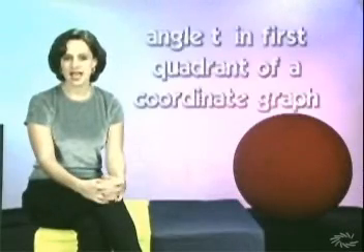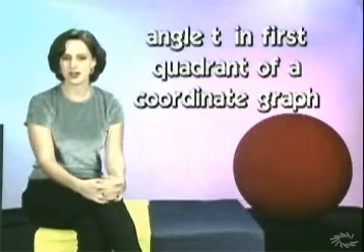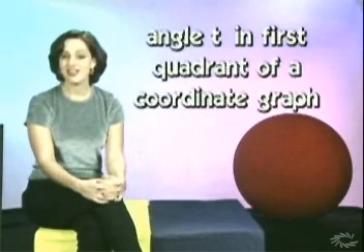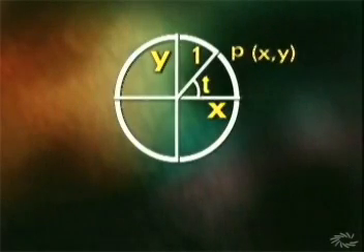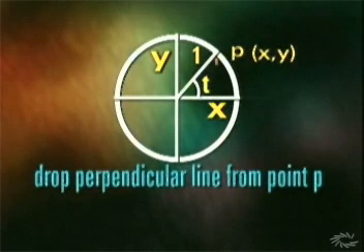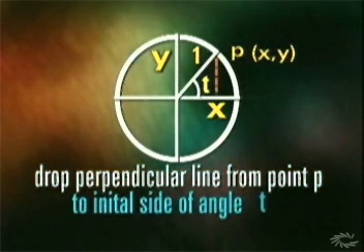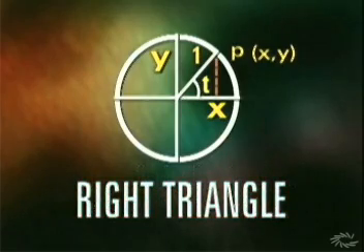Oh, yeah! Okay, so now we have this angle T in the first quadrant of a coordinate graph. And that angle is also part of a unit circle. What now? Let's go back to the circle. The next thing we have to do is drop a perpendicular line from point P back down to the initial side of angle T. And there we have a right triangle. Why'd we do this?